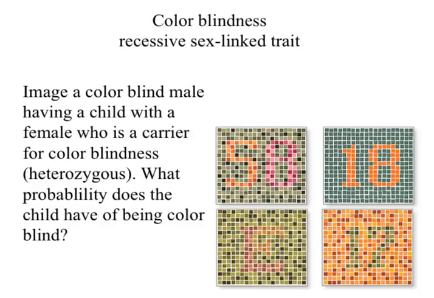So a common recessive sex-linked trait is color blindness. If we look here at a colorblind male having a child with a female who is a carrier for color blindness, meaning that she is heterozygous, we could still follow the same procedures to identify what probability the children have of being colorblind.